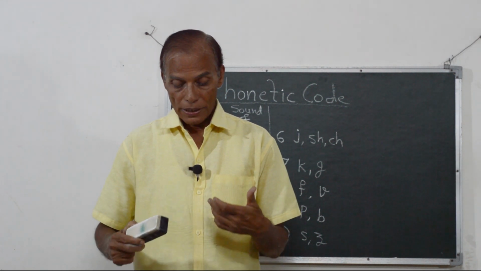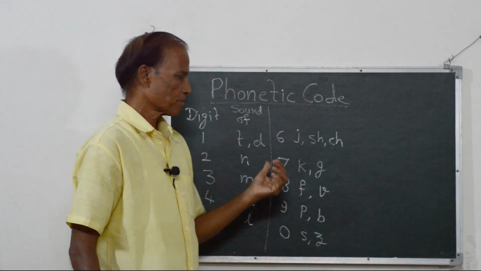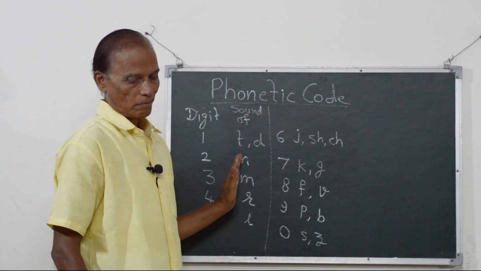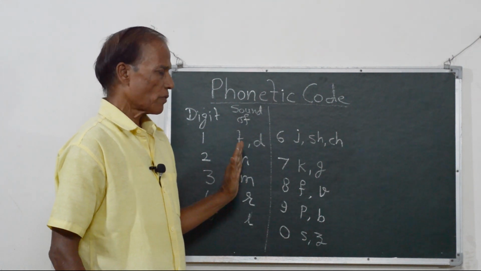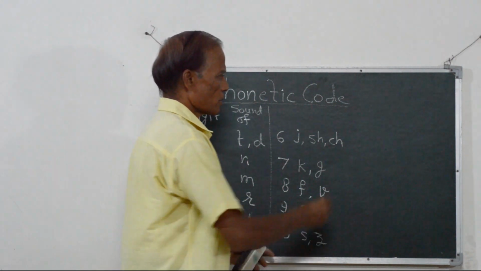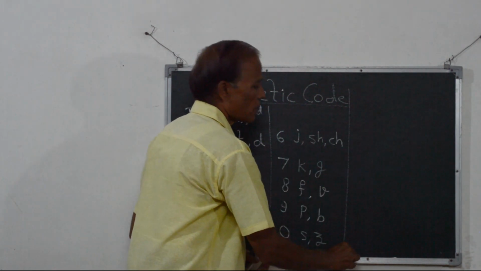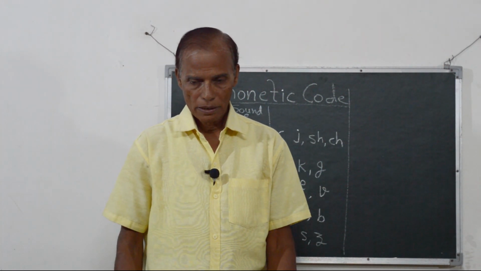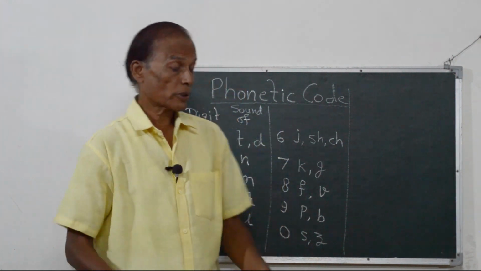So if we learn these associations, then it will be very easy for us to freely convert numbers into text. I will tell you now how this is done.